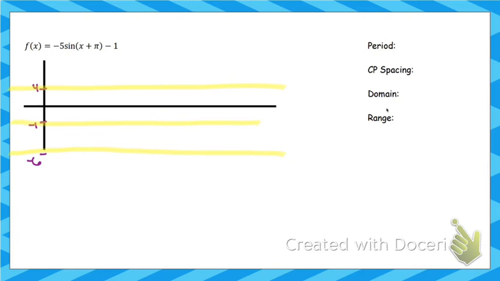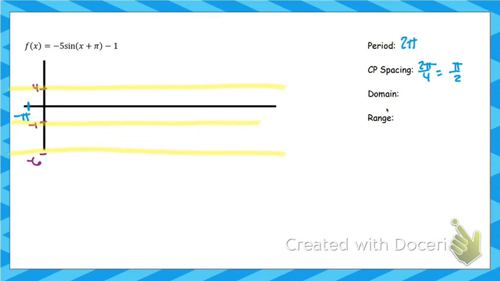Now we mark the x-axis. I'm going to the left pi, so negative pi. Let's find the period. 2 pi divided by 1. That's just 2 pi. So critical point spacing, that's 2 pi divided by 4, which is pi over 2.